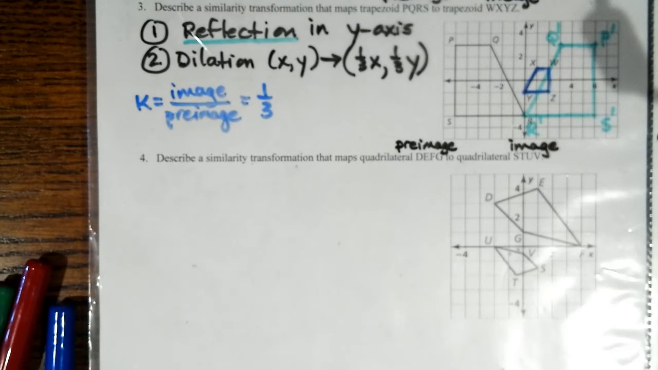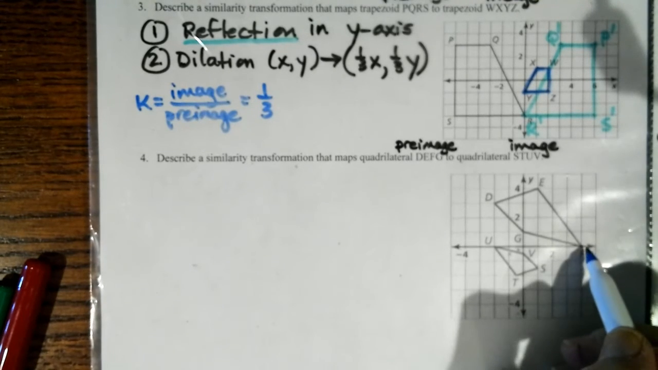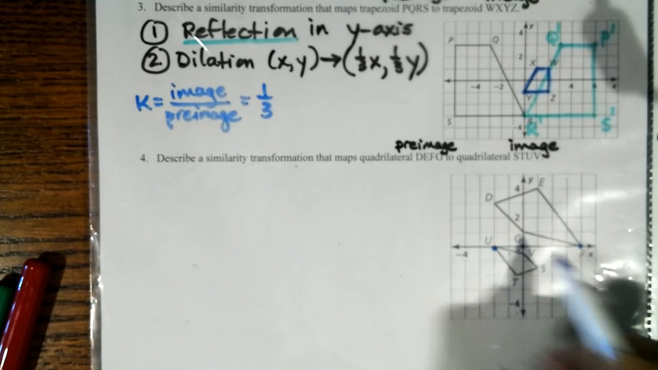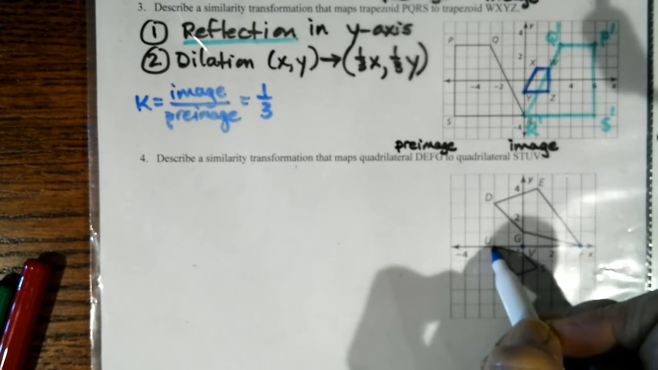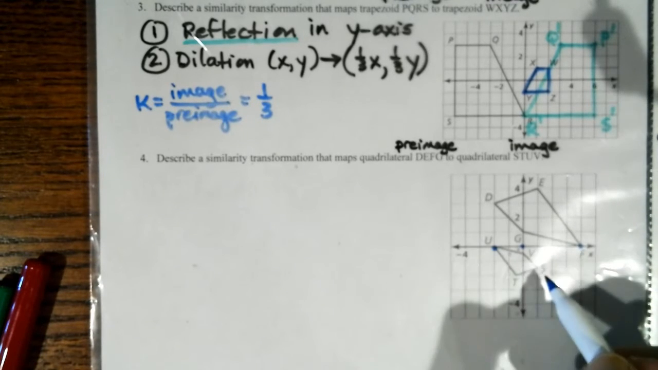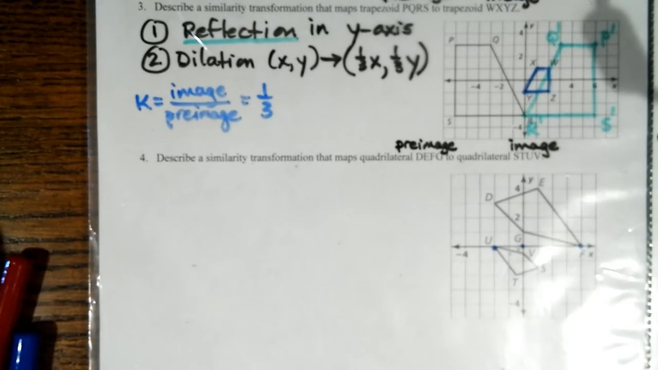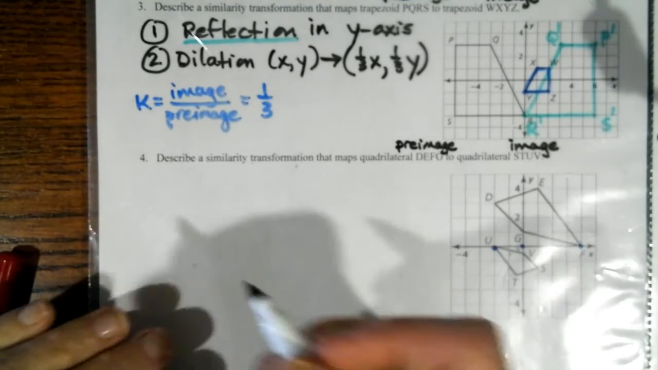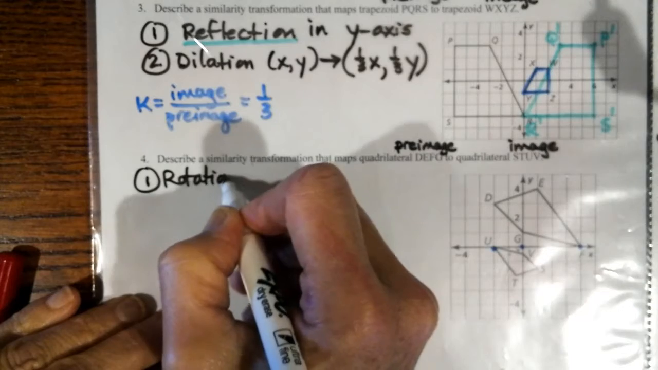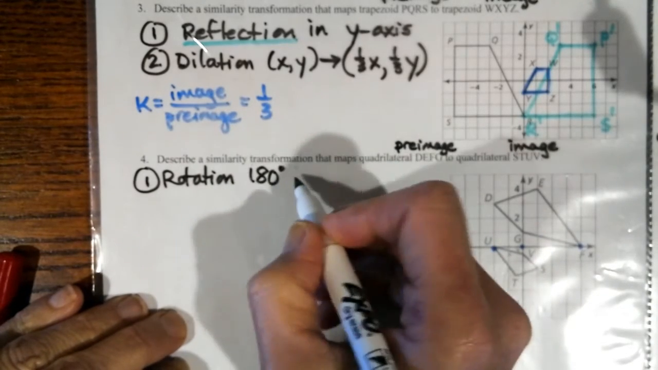You may be able to tell that because, let's see if I can do this with the right color, F is over here and U is over here. See, if this is my center of rotation, then F has gone all the way over here, G has gone all the way over here, E has gone all the way over here, and D has gone all the way over here. So the first similarity transformation that's happening here is a rotation about 180. Well, it's a rotation 180 degrees.